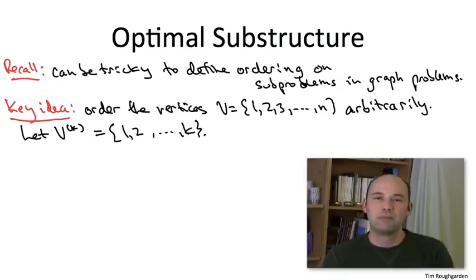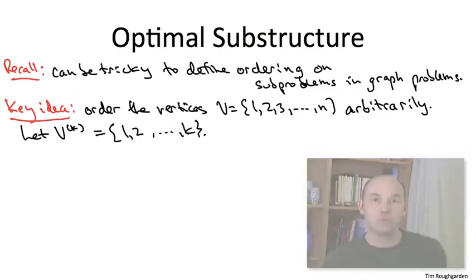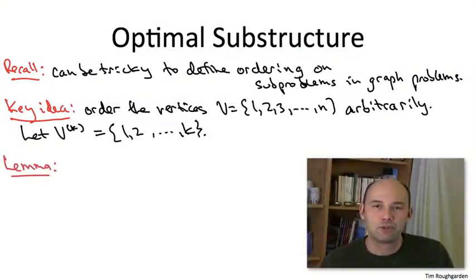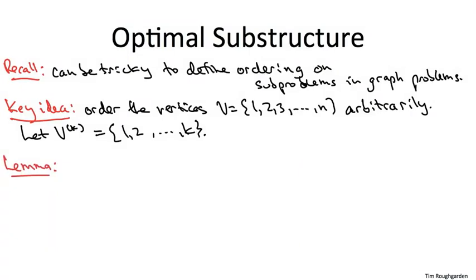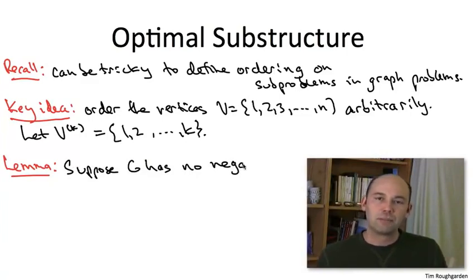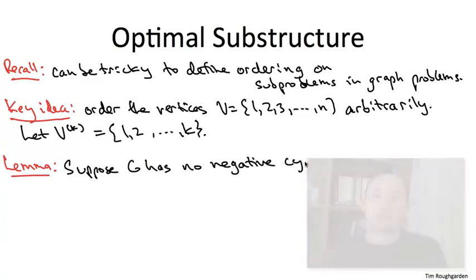So to be a little bit more formal about it, let's just impose some arbitrary ordering on the vertices capital V, and name the vertices 1, 2, 3, all the way up to n. I don't care how. And I'm going to use the notation capital V superscript k to denote the prefix of the first k vertices, vertices 1 through k. So let me start now setting up the optimal substructure lemma. In contrast to the Bellman-Ford case, I'm only going to prove the optimal substructure lemma for input graphs that have no negative cycle. We'll address the case of negative cycles after we're done with the algorithm. Suppose for now there isn't one.